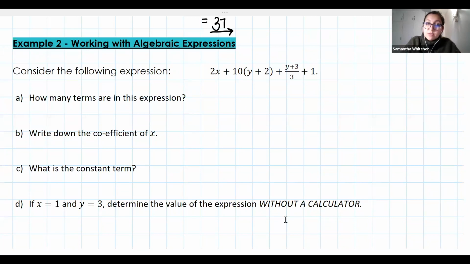We like to give you an expression that's got a lot going on, because now we want to test, do you know what terms are? Do you know what a coefficient is? Do you know what a constant term is? Are you able to substitute into an expression, etc., etc.? Alrighty, so first question is, how many terms are there in this expression? Would someone like to raise their hand and tell us what a term is? How do I identify terms?